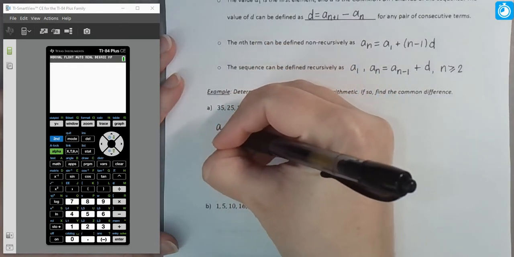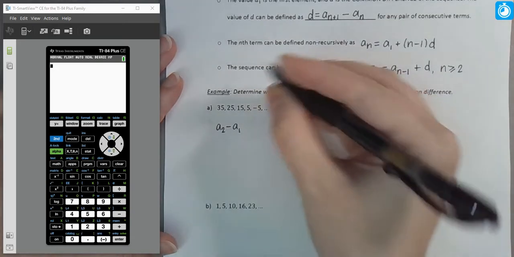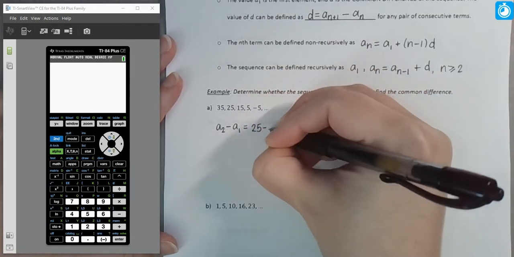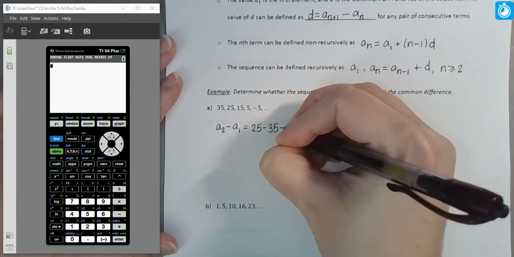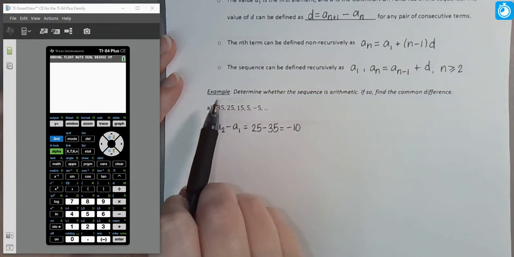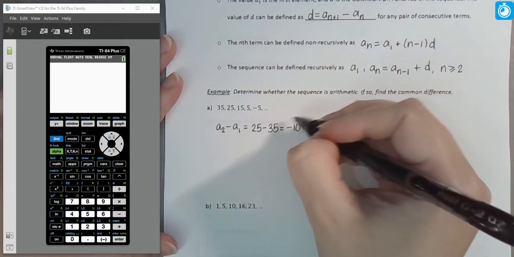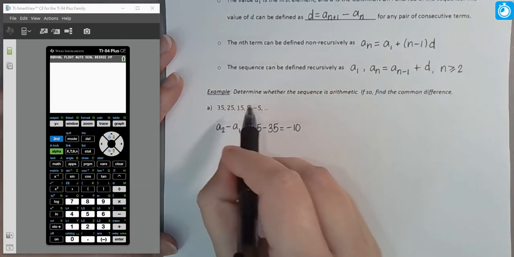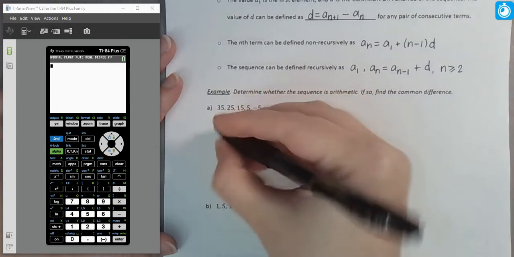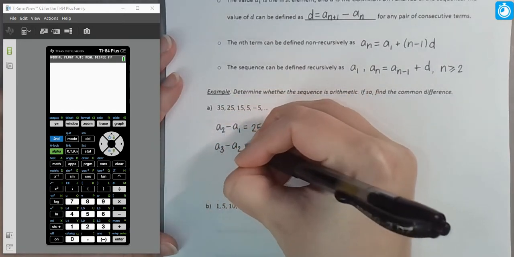Well, a sub 2 minus a sub 1, the difference between those consecutive terms, is going to be 25 minus 35, which comes out to negative 10. So the difference between the second term and the first term is negative 10. Now that difference needs to be the same for every consecutive pair in order to say that this sequence is arithmetic. So what about a sub 3 minus a sub 2, the next pair?